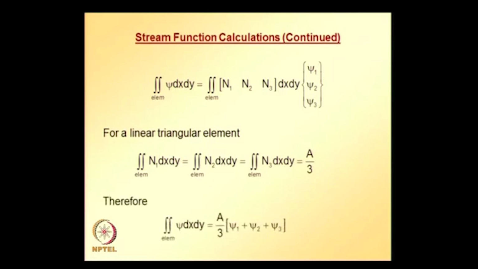So substituting this, the integral of psi over the entire element can be approximated as the area of the triangle element divided by 3, or the area of the triangle element multiplied by the average value of the stream function at all the nodes, that is, A over 3 times psi 1 plus psi 2 plus psi 3, as shown on the right hand side of the last equation.